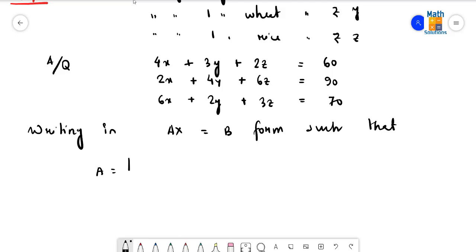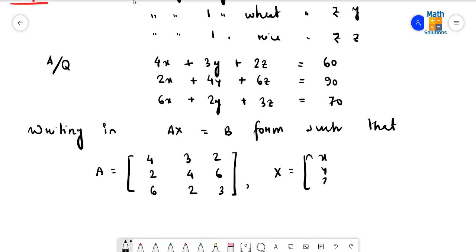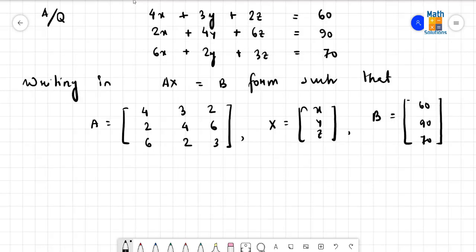A is equal to, I shall get here 4, 3, 2, then 2, 4, 6, then 6, 2, 3, then after here it will be x. I shall be writing x here. Then after there comes b. So in the b part we shall be getting 60, 90, 70. So after this, what did I get?